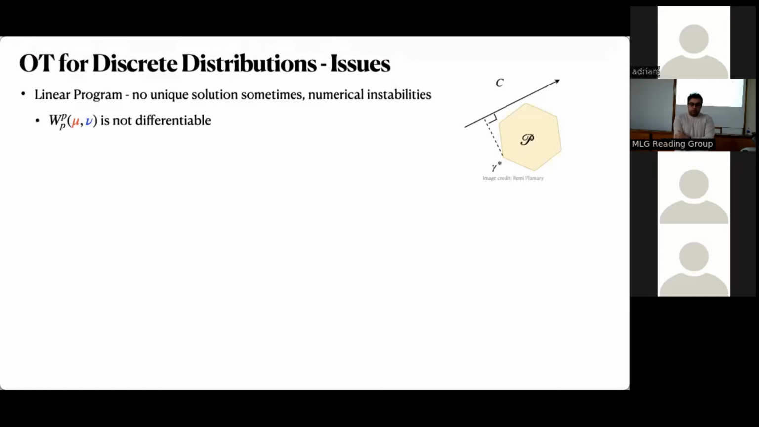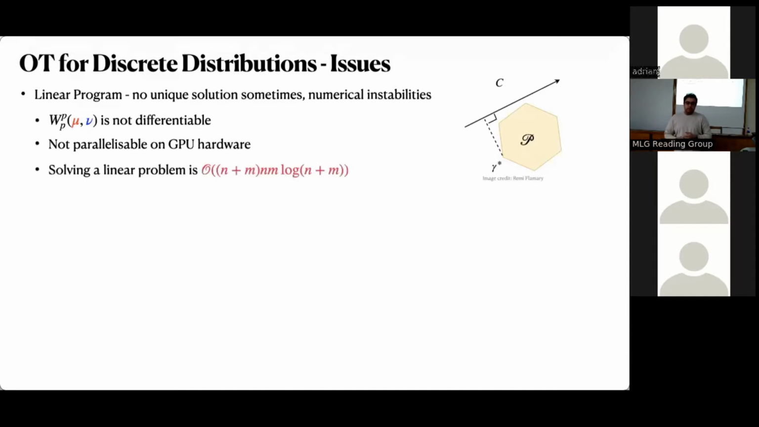And also, if you calculate the solution using linear programming, it's not differentiable at all in general. It's definitely not parallelizable on GPU hardware, and so it doesn't scale well to a large number of points. And it turns out that solving a linear problem is basically higher than cubic complexity, which is really bad if you have any meaningful number of discrete points n and m, right? So you'd have cubic times log of n plus m, which is really quite intractable for most applications.